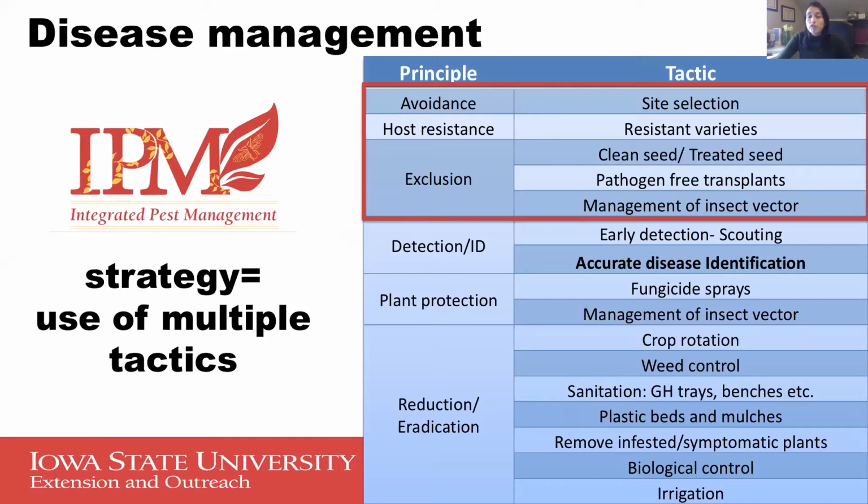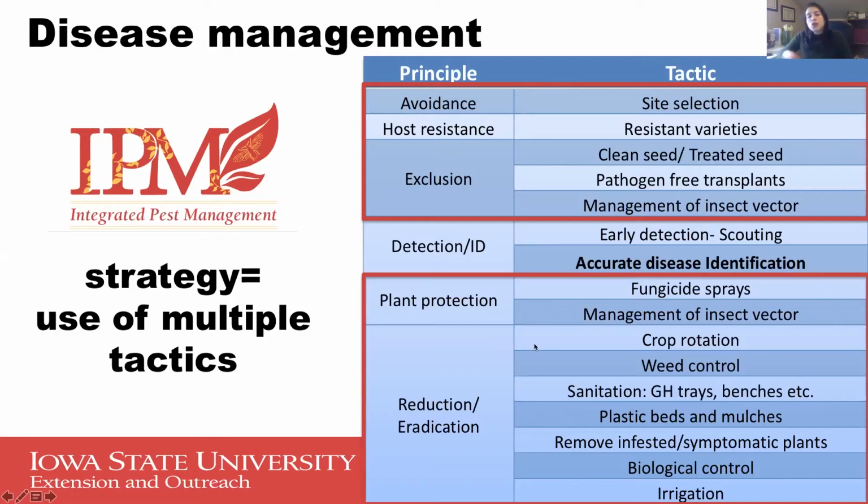Some things that you can do before problems arrive is to make sure that you avoid the pathogen, that you exclude pathogens or pests, and then you can plant resistant varieties when you need them. Now, once you have a problem, you could use fungicide or insecticide sprays, focus on managing an insect vector that may be spreading a pathogen, or implement certain crop rotation that will minimize the risk of some problems. So many tactics that you can have in place to prevent the risk of insects and diseases.